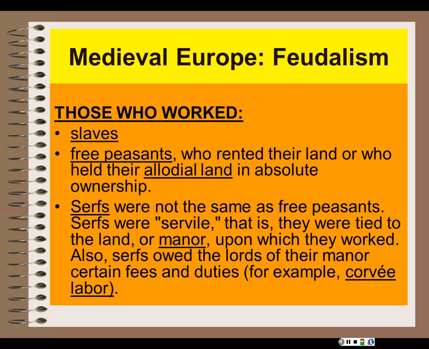Now those who worked included slaves. They included free peasants who rented their own land or who held their allodial land, that is, in absolute ownership. And they included serfs, who were not the same as free peasants. Serfs were servile, that is, they were tied to the land or manor upon which they worked, and they owed the lords of their manor certain fees and duties. For example, corvée labor. And corvée labor was forced labor, literally.